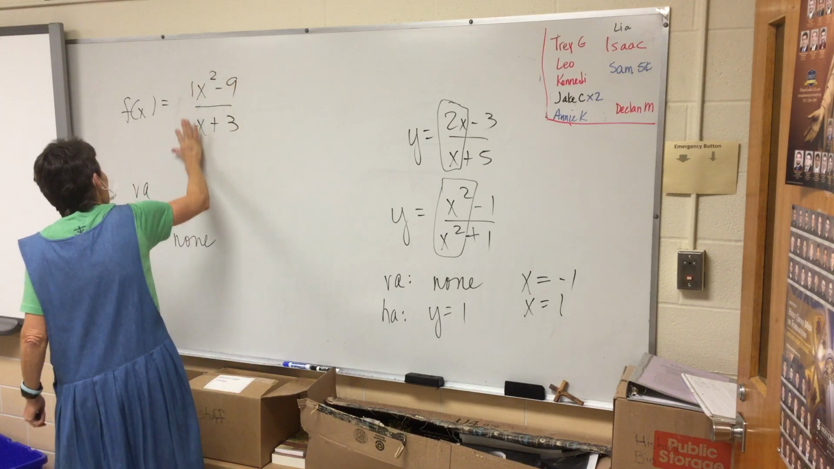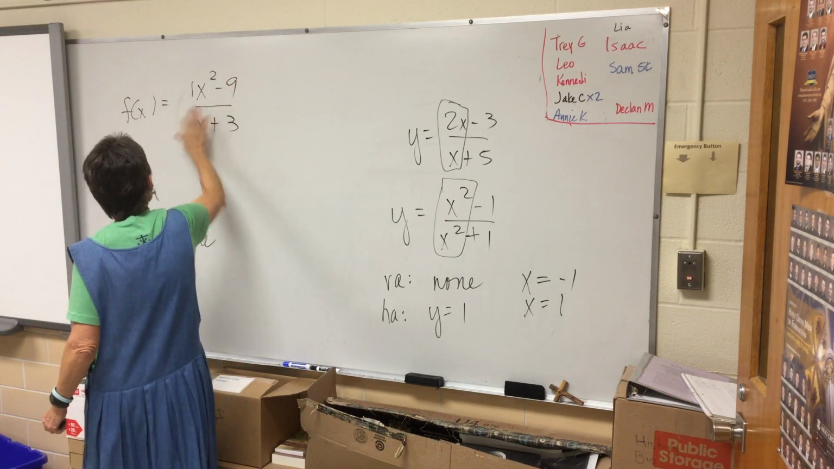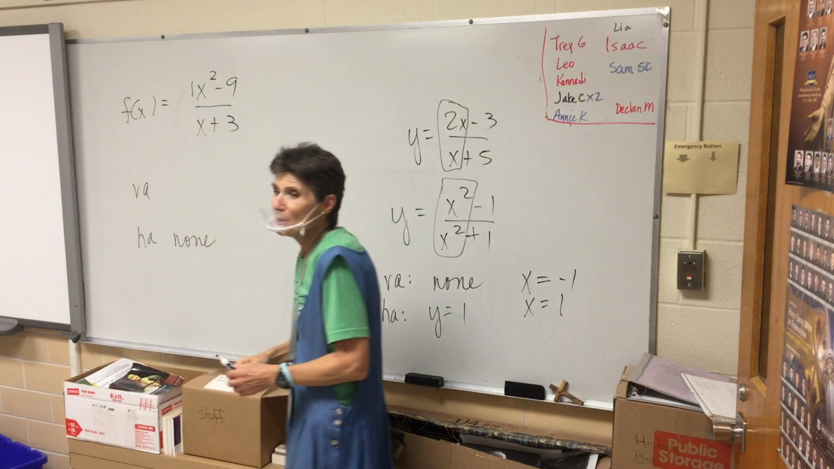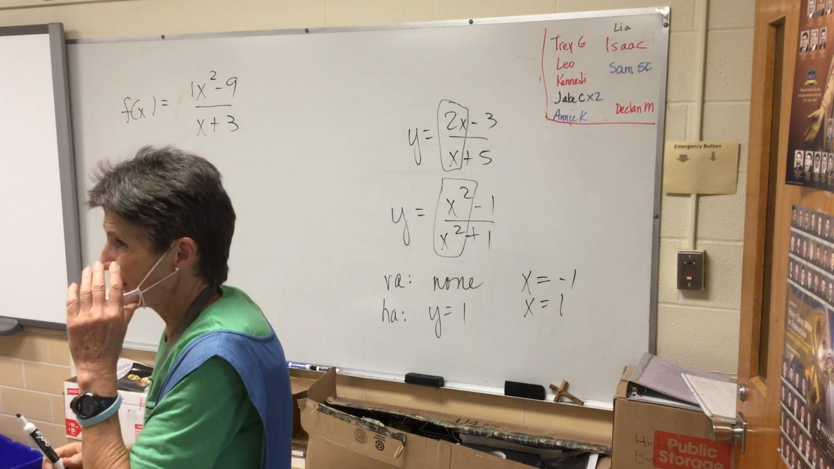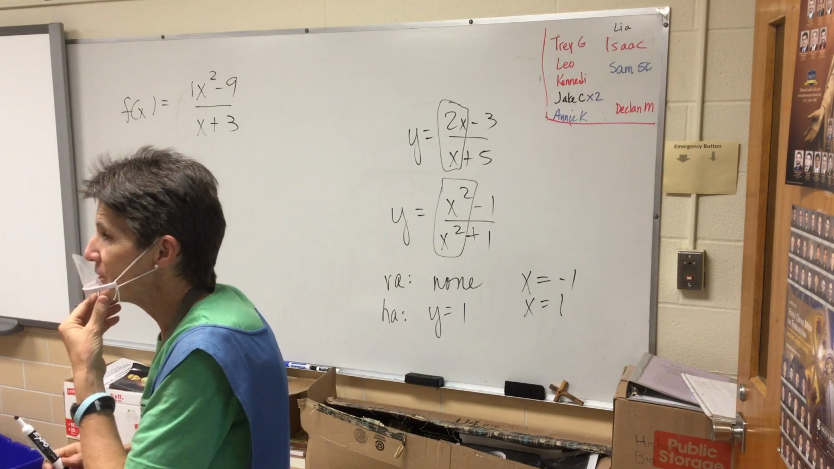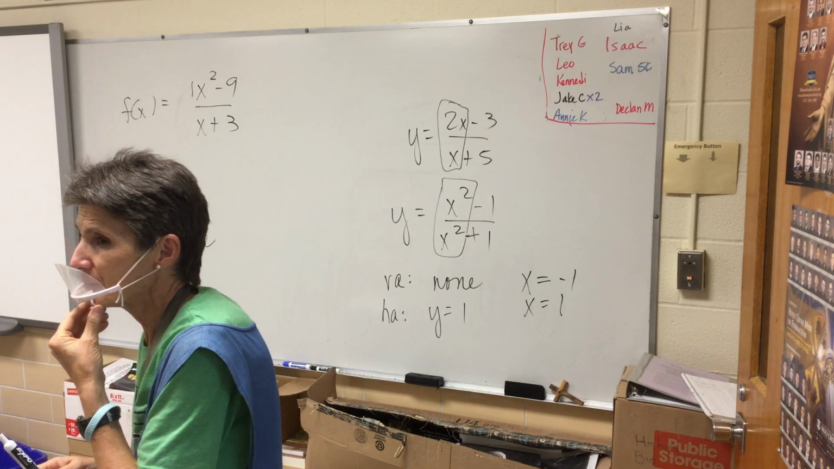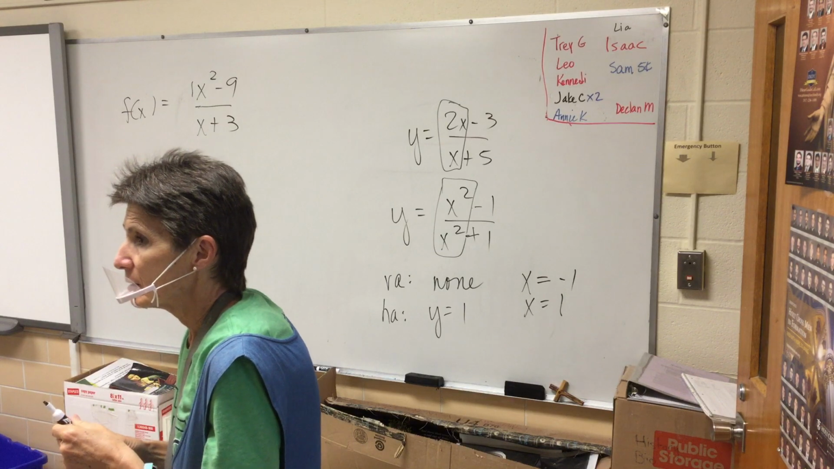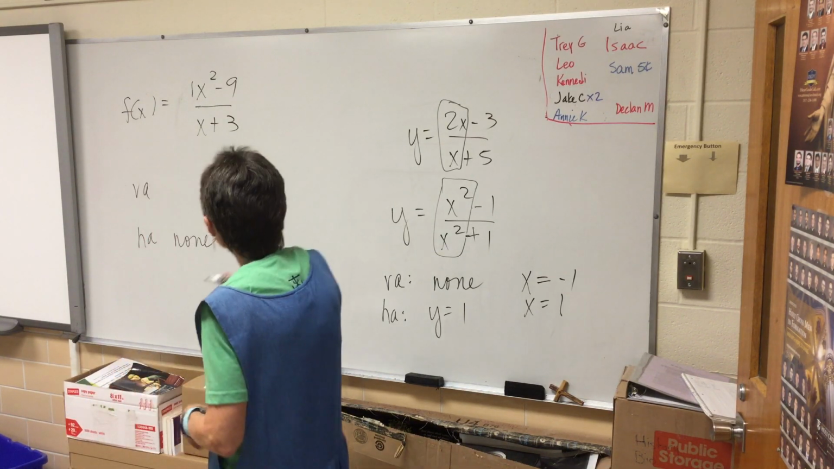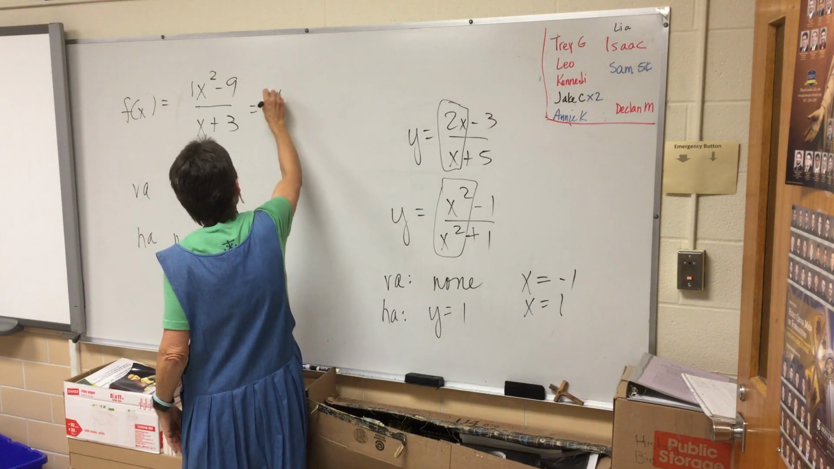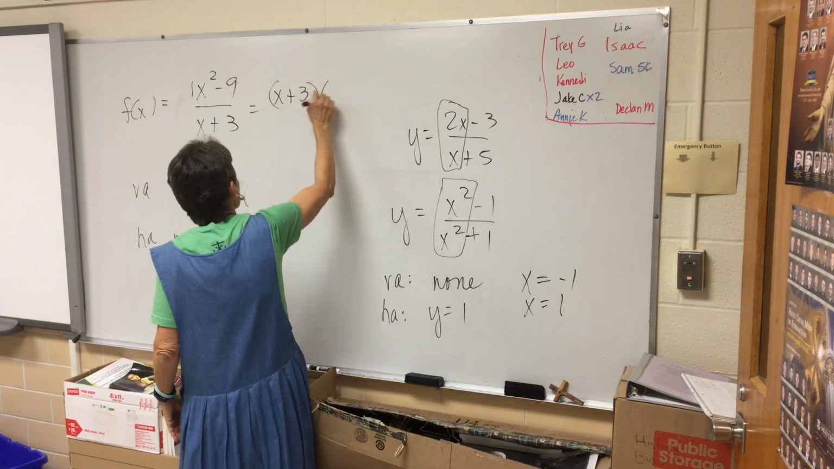Negative 3. That is what you are so tempted to say, but that's what makes this tricky. Look at your numerator. What can we do with the numerator? Cancel it out. We can factor it, can't we? So if we factor the numerator, we get x plus 3, x minus 3.